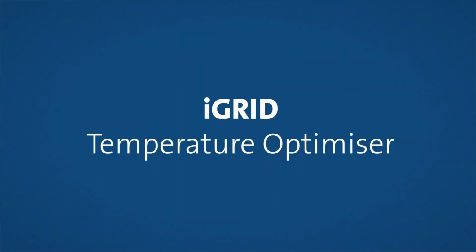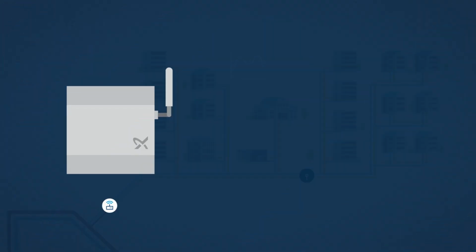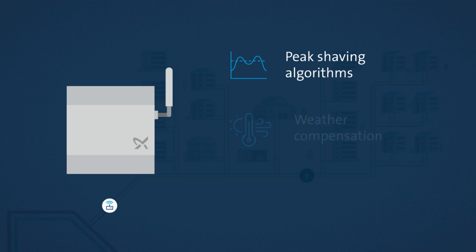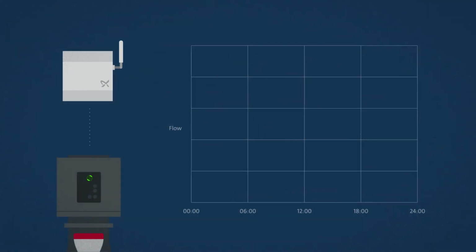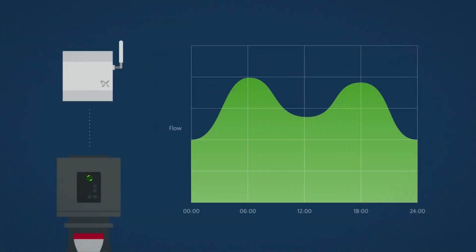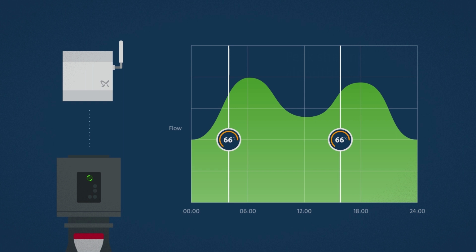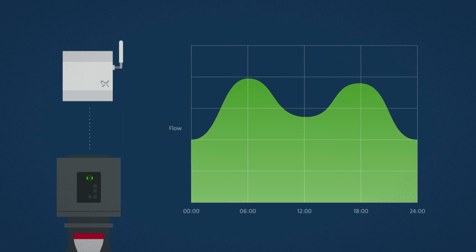The iGRID temperature optimizer ensures optimal temperature control based on peak shaving algorithms, weather compensation, and the real-time data from the iGRID pit measure points. To achieve cost-effective peak shaving, the temperatures are slightly increased prior to the peak loads. This will reduce the need for boilers to kick in during peak loads.